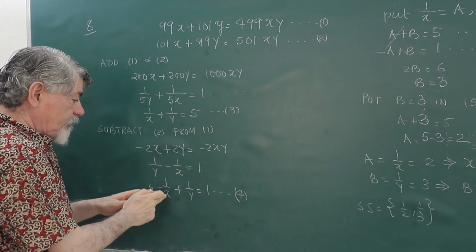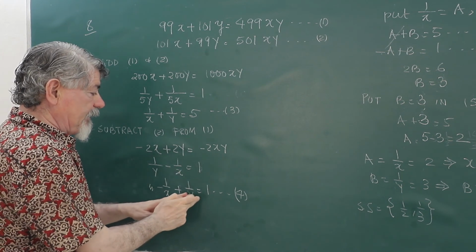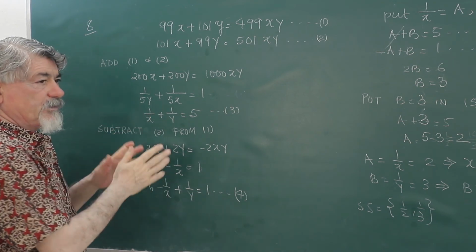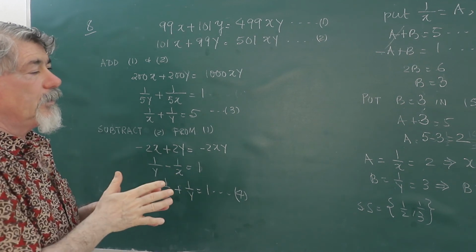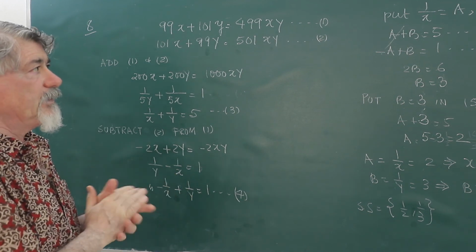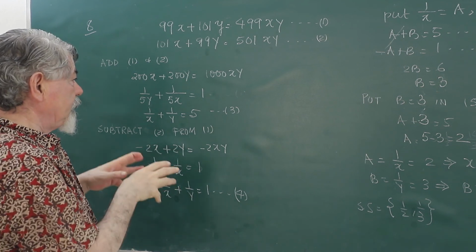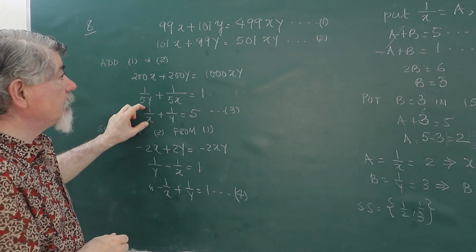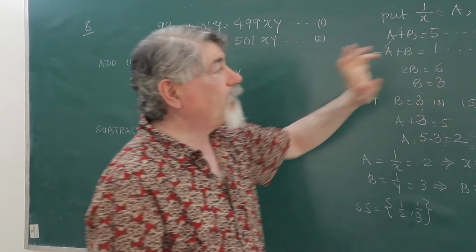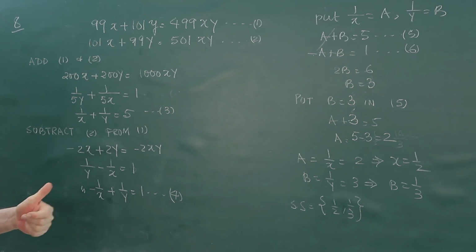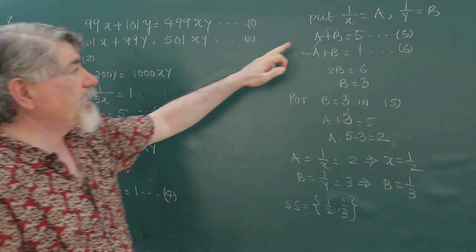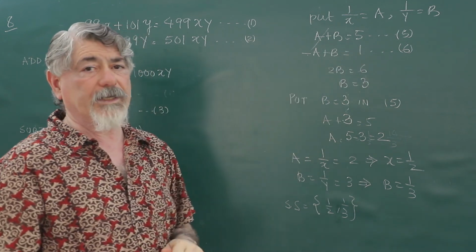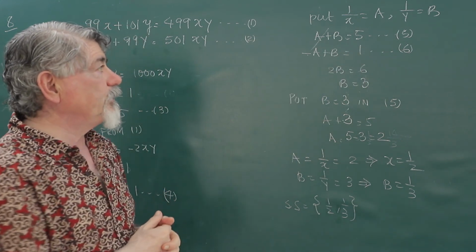I write first minus 1 upon x plus 1 upon y is equal to 1, because the same variable should be in the beginning. Now, for example, put 1 upon x as a, 1 upon y as b. When we do that, we get a plus b is equal to 5 and minus a plus b is equal to 1. Let us add these two equations.